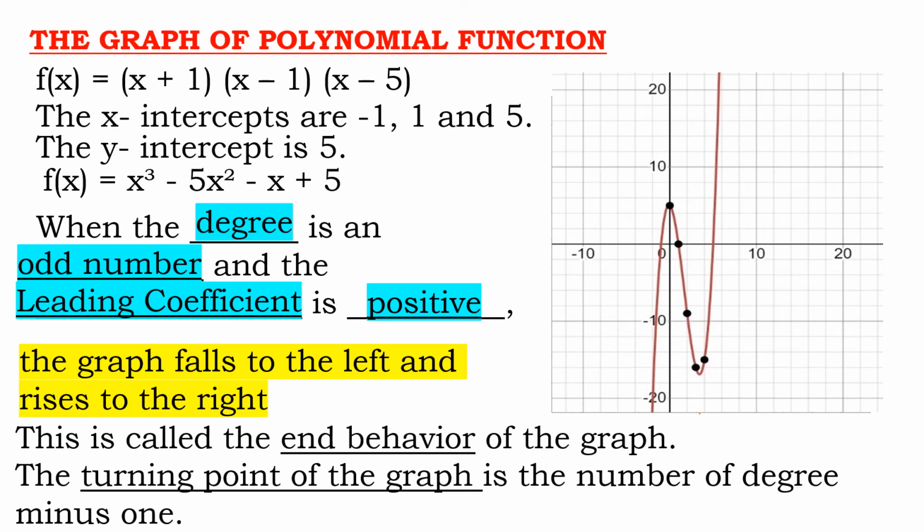Pag-aaralan din natin yung turning point. Pero madali lang ang turning point. The turning point of the graph is the number of degree minus 1. Halimbawa, dito sa example natin, this is of the third degree. So, 3 minus 1, 2. So, tingnan nyo, ilang beses nag-turn yung graph? Dalawa lang. So, kung ano yung degree niya, minus 1 lang, yun yung number ng kanyang turning point.